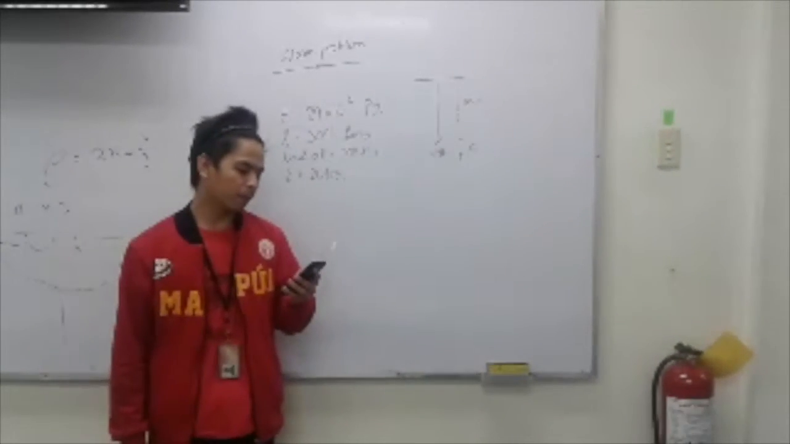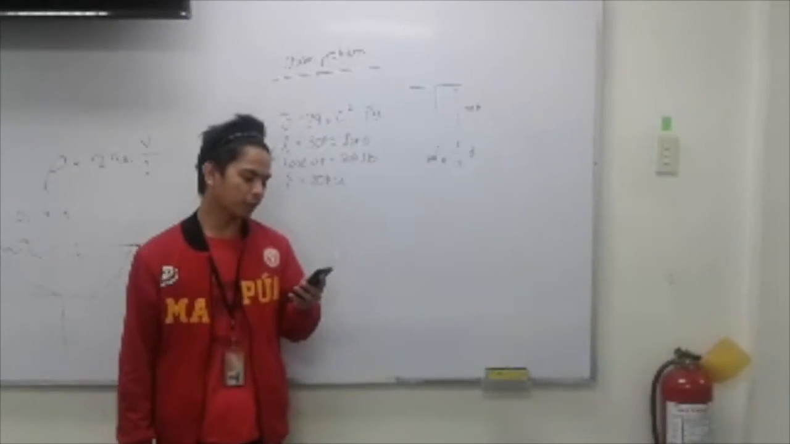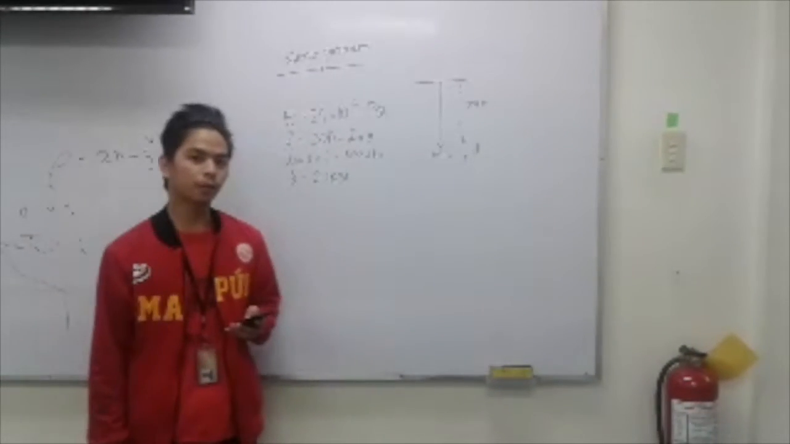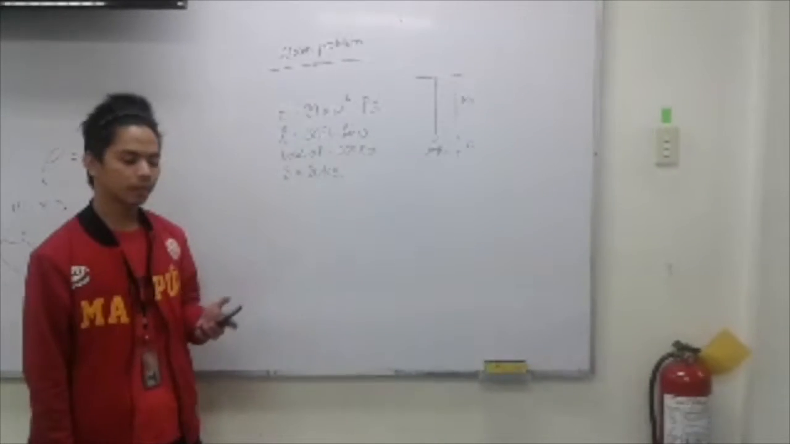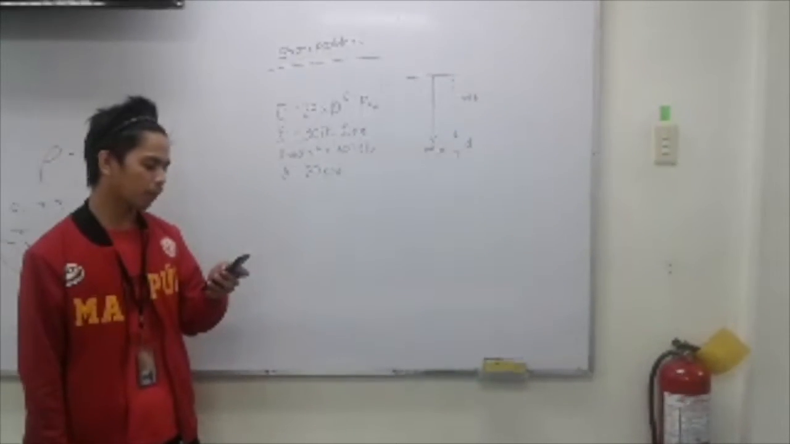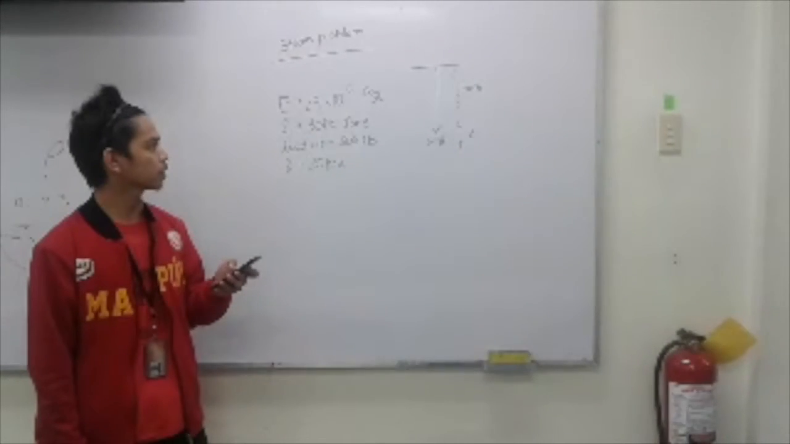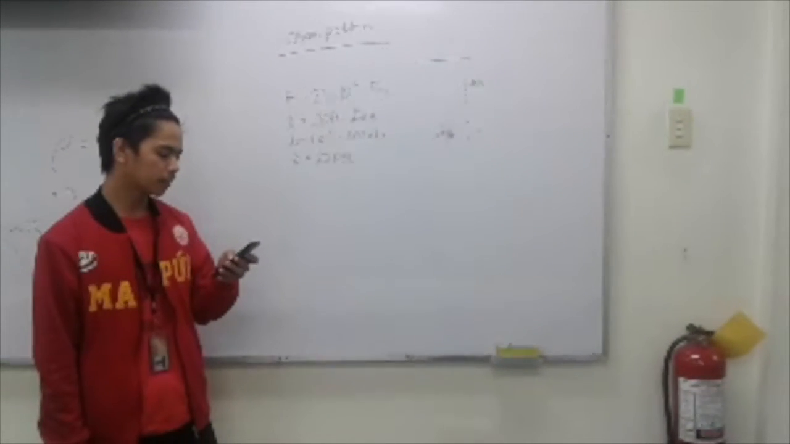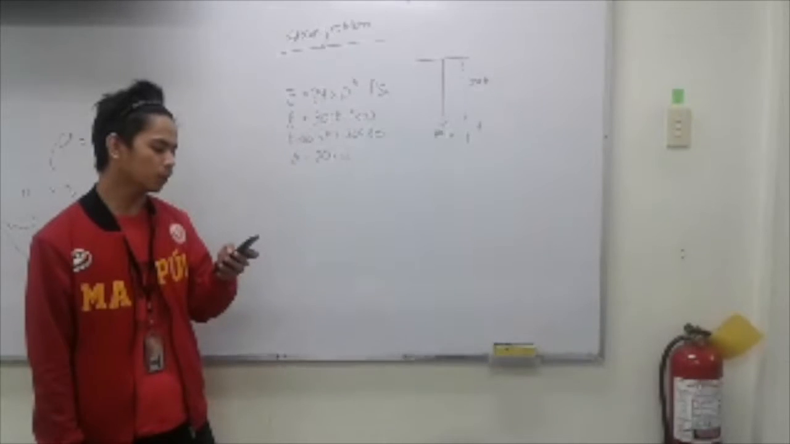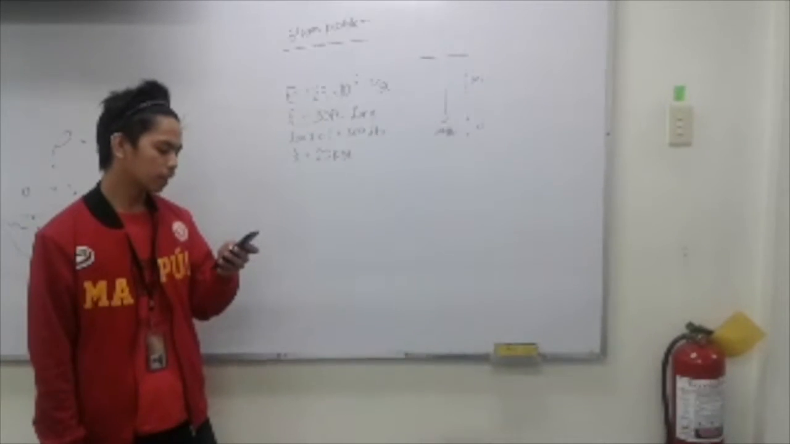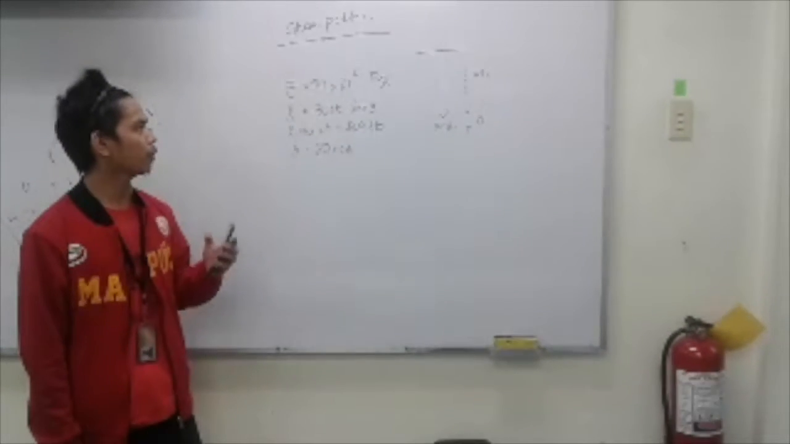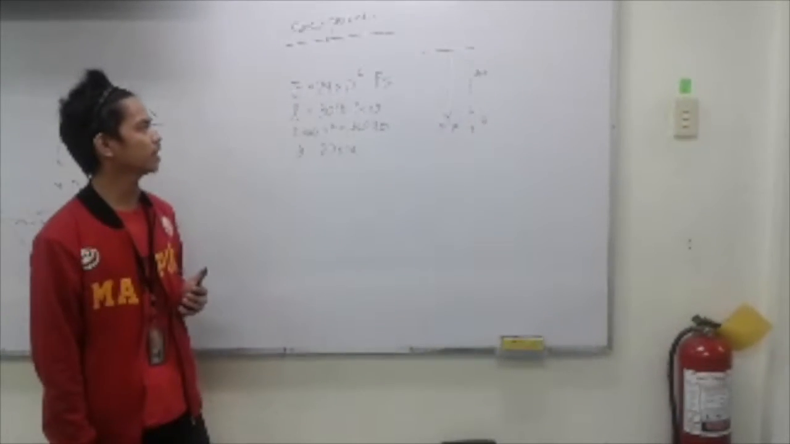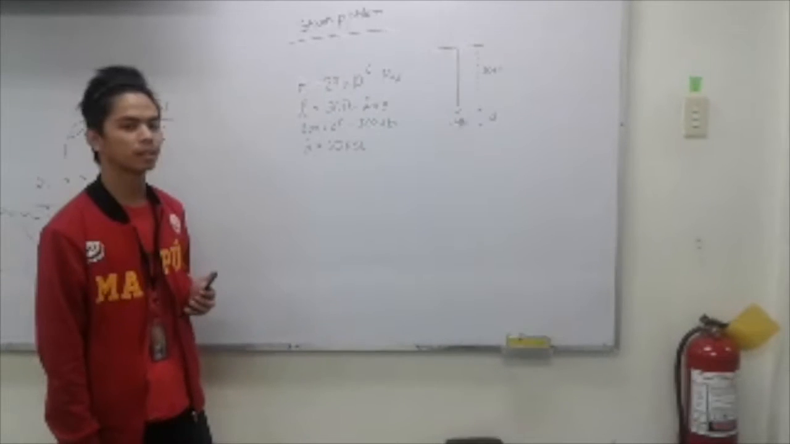I'm here to talk about strain problems on strength of materials. A steel wire of 30 feet long hangs vertically and supports a load of 50 pounds. Neglecting the weight of the wire, we are tasked to determine the required diameter if the stress is not to exceed 20 ksi and the total elongation is not to exceed 0.20 inches, assuming that our value for E is 29 times 10 to the 6 psi.